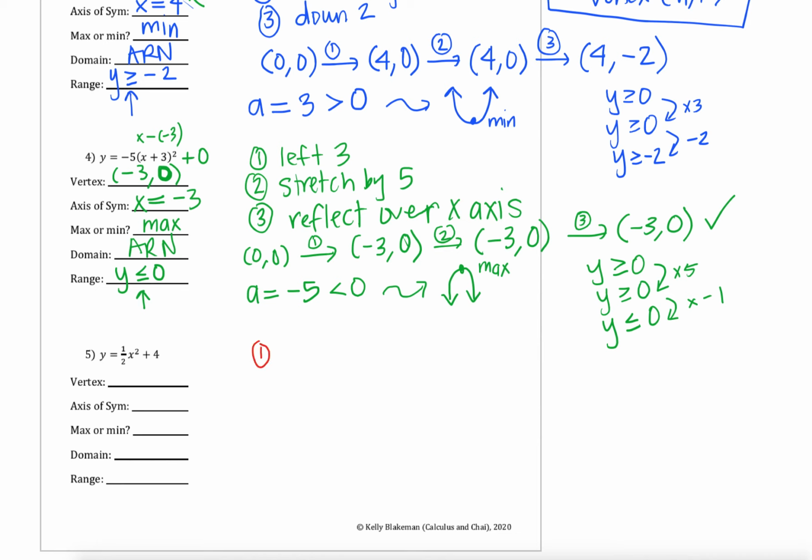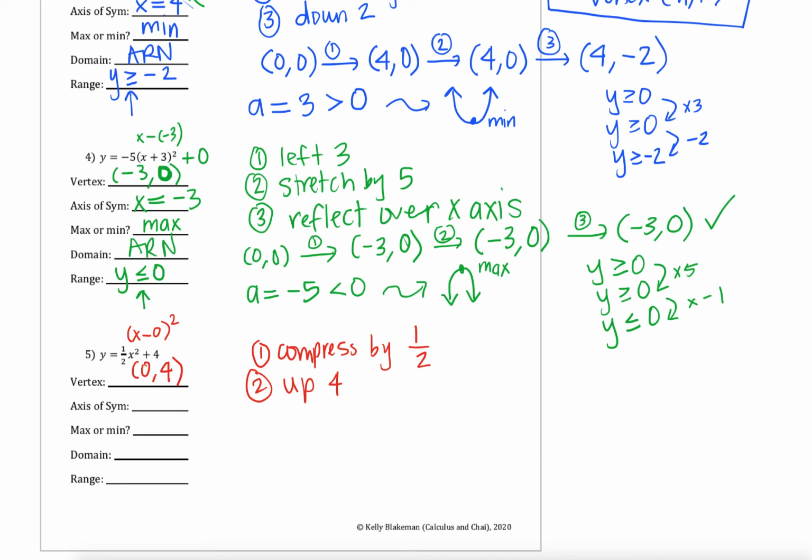First thing I'm going to do is list my transformations. I have a compression by 1/2, and I also have a vertical shift of going up 4. And those are my only two transformations. Now if I think about this being in vertex form, I have no numbers that are inside the parentheses with the squared, so technically I have x minus 0 squared then. So that tells me that my vertex is going to be at 0, 4.